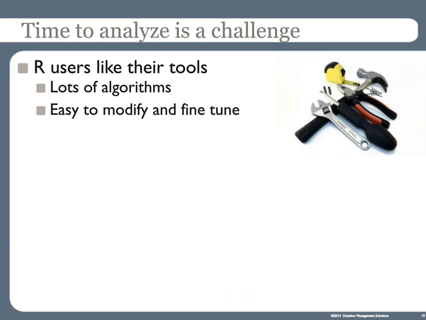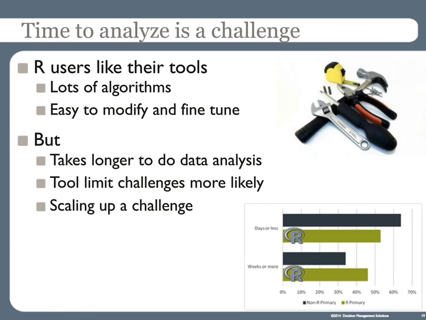If you look at the graph on the bottom right here, the green bars, the ones marked with R, show that fewer people get their analysis done in days or less, and more people take weeks or longer. So the time it takes to do analysis skews. In general, our users seem to spend longer doing analysis. It takes them longer to complete that analysis. And obviously, that tends to reduce the number of iterations you can do and makes it just a slower process overall.